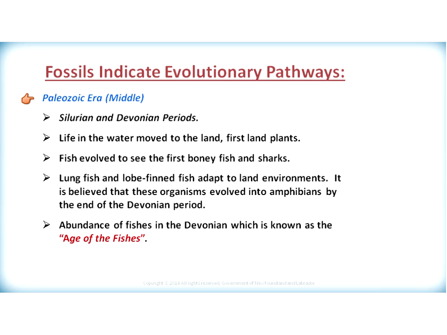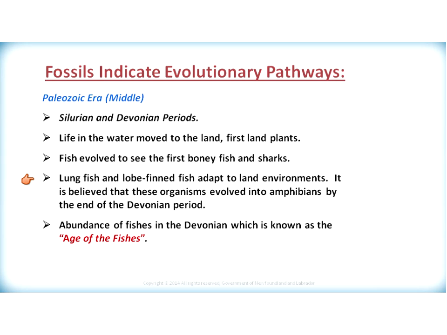The Middle Paleozoic Era is made up of the Silurian and Devonian periods. Life in the water started to move to the land, and this is where we see our first land plants. Fish evolved to see the very first bony fish, and sharks evolved during this time. And in the evolution, we see that the lungfish and lobe-finned fish adapted to life environments on land.